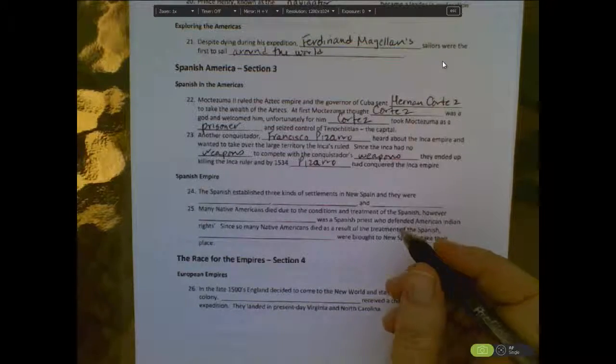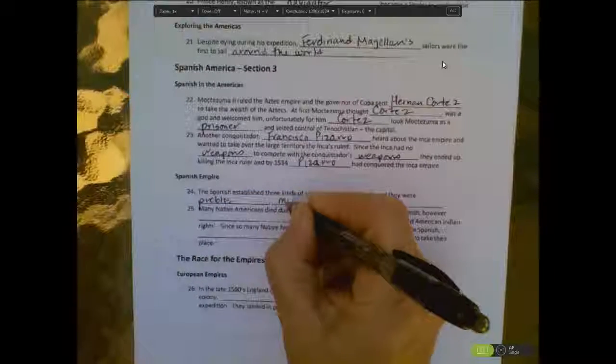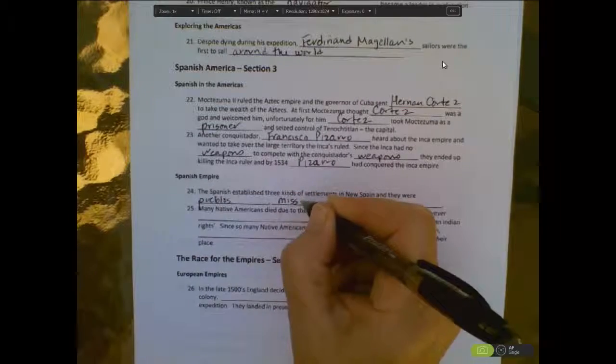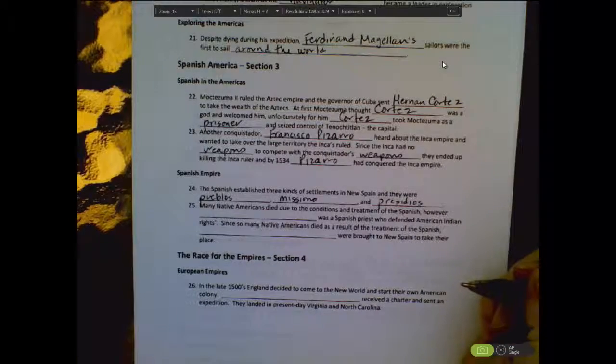Here under the Spanish Empire, the Spanish established 3 kinds of settlements in New Spain, and they were pueblos, missions, and for those of you who grew up in California, I'm sure you all remember your 4th grade missions, and presidios.